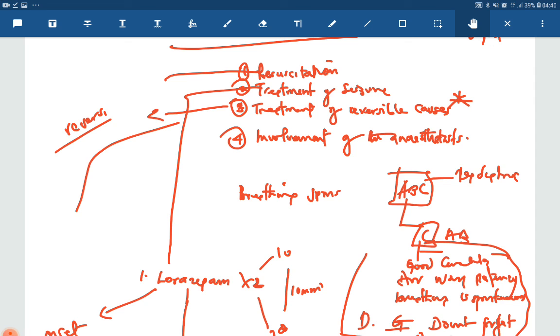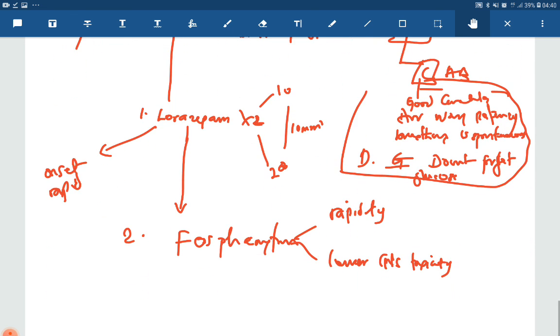But you also have to look out for other causes that are reversible. It might be electrolyte derangements. You have to look into that, which is very key. Arterial blood gas, you have to look into that too. So all these are important that you have to look into.